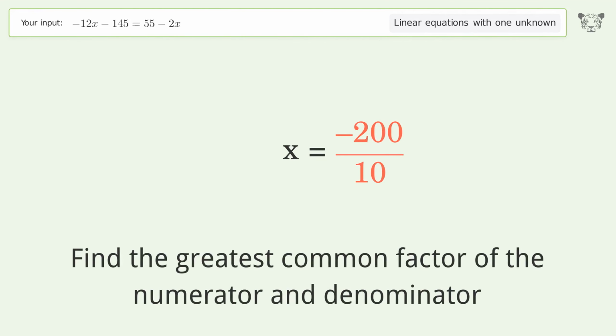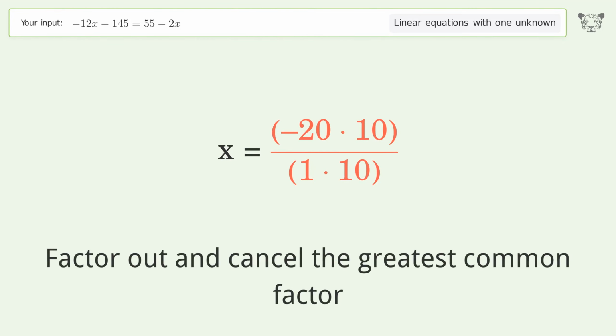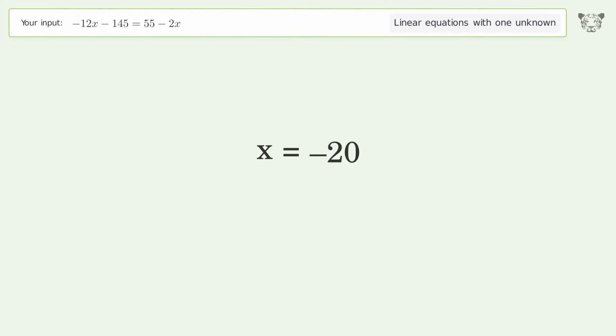Find the greatest common factor of the numerator and denominator. Factor out and cancel the greatest common factor. And so the final result is x equals negative 20.